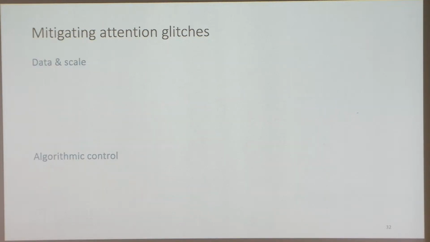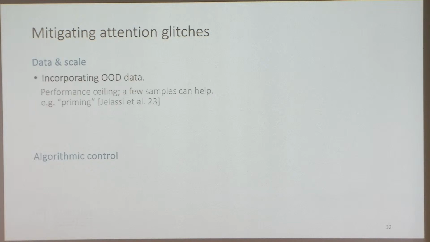What are the mitigations? We tried two main types of mitigations. The first one is about scaling the data or scale, and the other is some more indirect controls for the algorithm. For the data part, one thing is to use OOD data directly during training. And this should serve as the performance ceiling. And indeed, this works. And it can work pretty well, even if we only have a few samples.